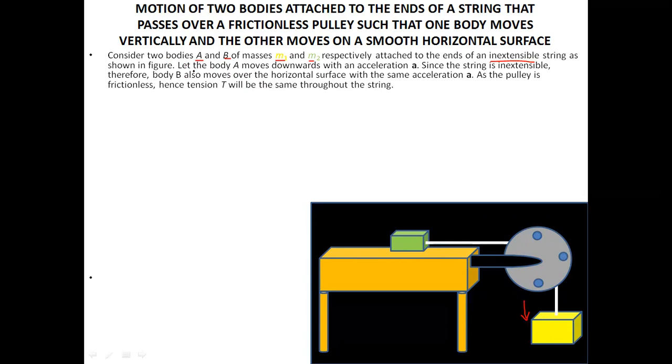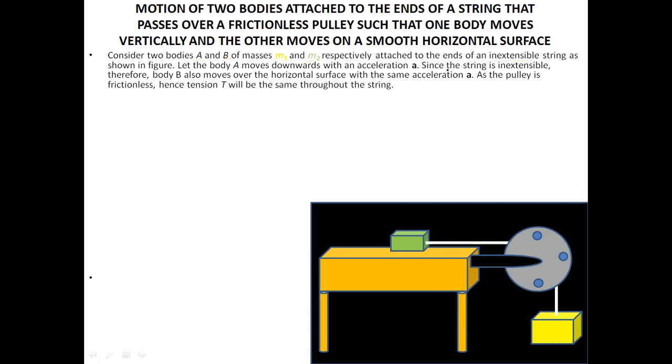So let the body A move downwards. Let's call this body A, and it is moving downwards with an acceleration A, because this body is heavier, we can see it. So it is moving downward with acceleration A. Since the string is inextensible, therefore body B also moves over the horizontal surface with the same acceleration. That means this body will also move, but not in the downward or upward direction, but in the horizontal direction towards the force where it was applied. That means this heavier mass is pulling this lower or smaller mass.